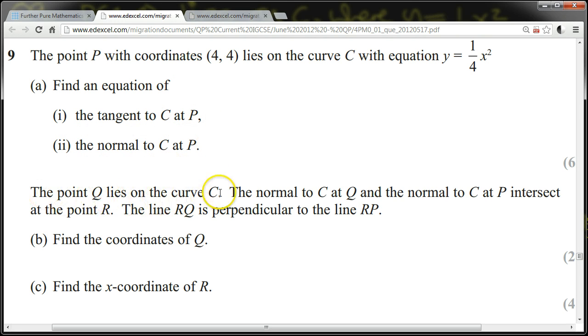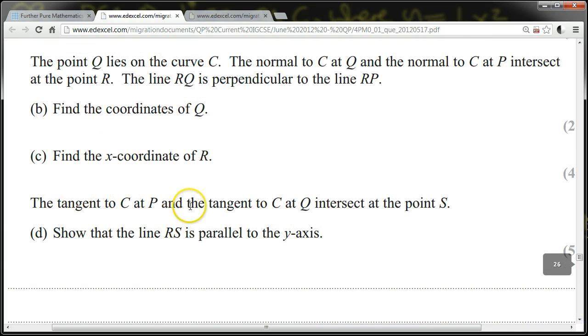The point Q lies on the curve C. The normal to C at Q and the normal to C at P intersect at the point R. The line RQ is perpendicular to the line RP. Find the coordinates of Q. Find the x-coordinate of R.